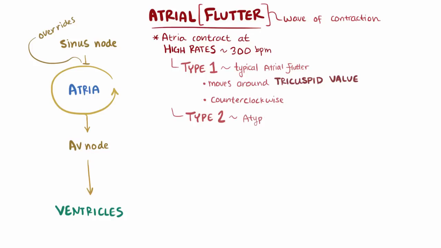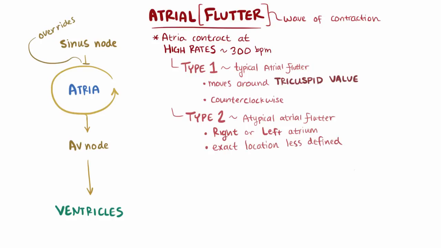Type 2, or atypical atrial flutter, is where a reentrant circuit develops in either the right or the left atrium, but the exact location is less clearly defined. Again though, we've got a similar setup, where a wave of activated tissue, or depolarization, hits a bit of tissue in such a way that it creates a loop of depolarization that keeps going around and around.